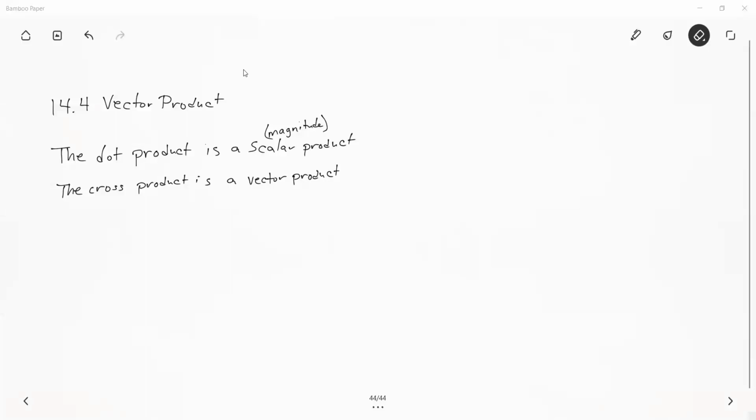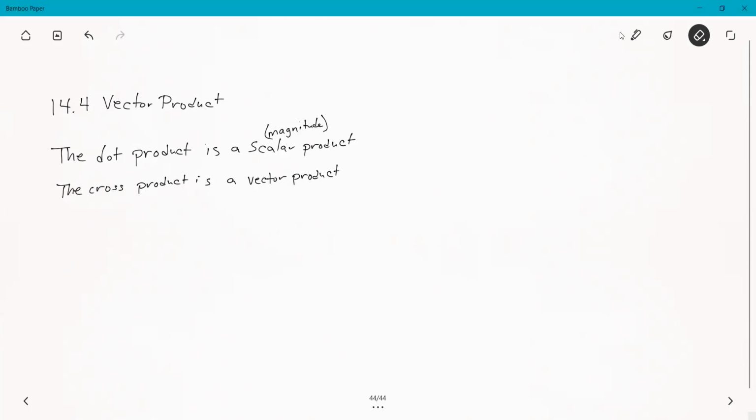Okay, 14.3, we talked about dot product. 14.4 is vector product. Now, a vector product is similar to a dot product, except the dot product, remember, is a scalar product. So we just have magnitude. The cross product is the vector product. Now, with a vector, again, this is magnitude and direction.